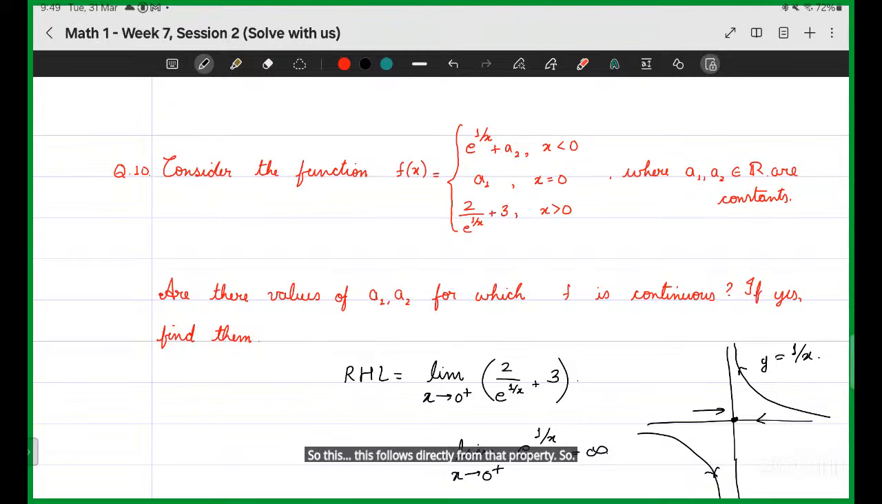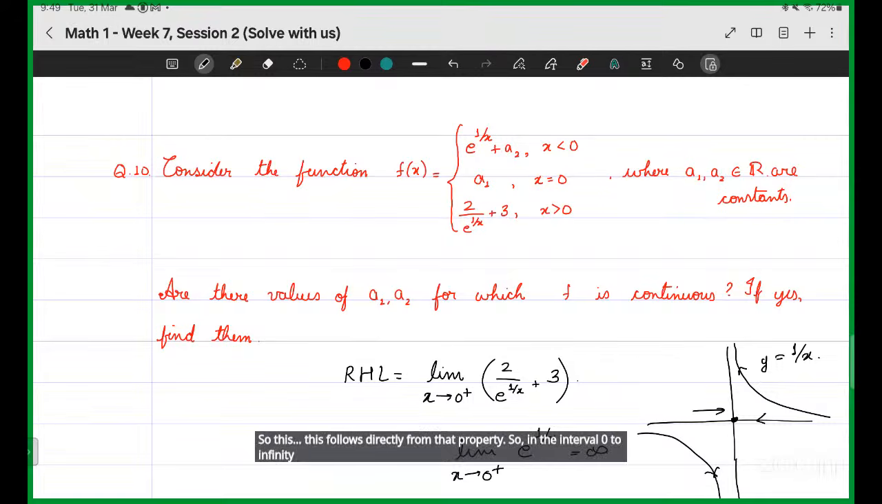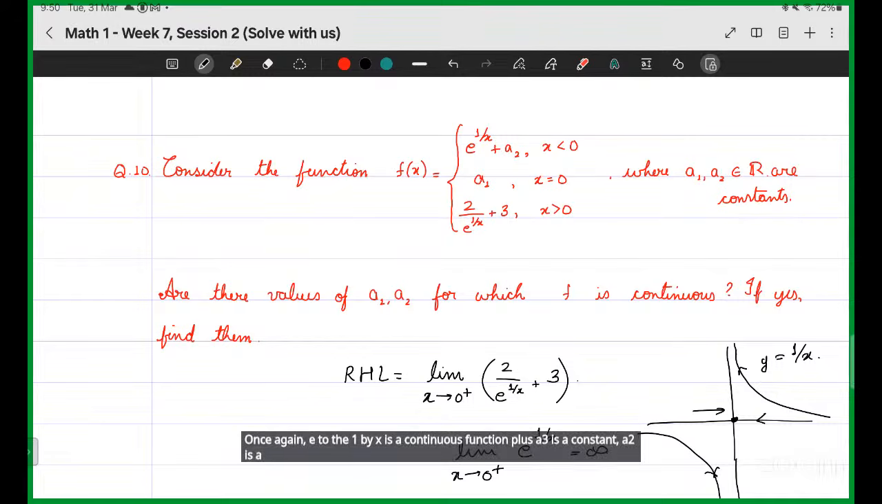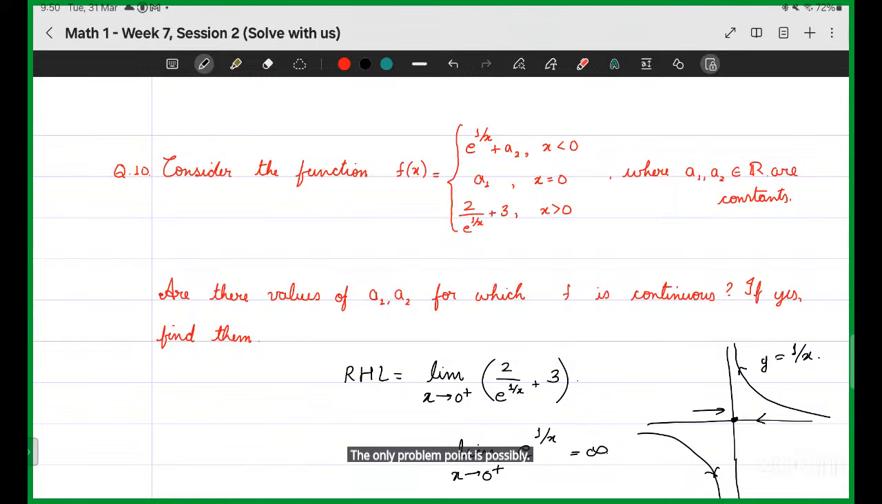So in the open interval 0 to infinity, this is a continuous function, which follows directly from that. In the interval minus infinity to 0, which is to the left of 0, once again e to the 1 by x is a continuous function, plus a3 is a constant, a2 is a constant function. So the sum of them is again a constant function. So there also continuity is guaranteed. The only problem point is possibly x equal to 0. That is why you have to test it there. Is that okay? Yes, sir.